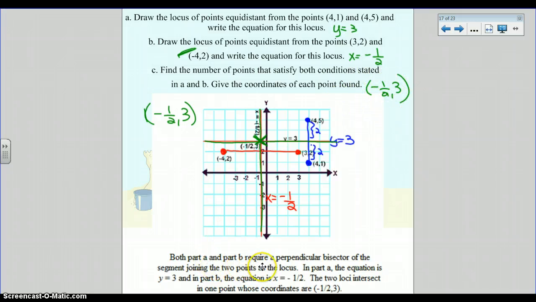Both part A and B require a perpendicular bisector of the segment joining the 2 points as the locus. In part A, we get y equals 3, and in part B, x equals negative 1/2. So where they intersect is going to be (negative 1/2, 3).